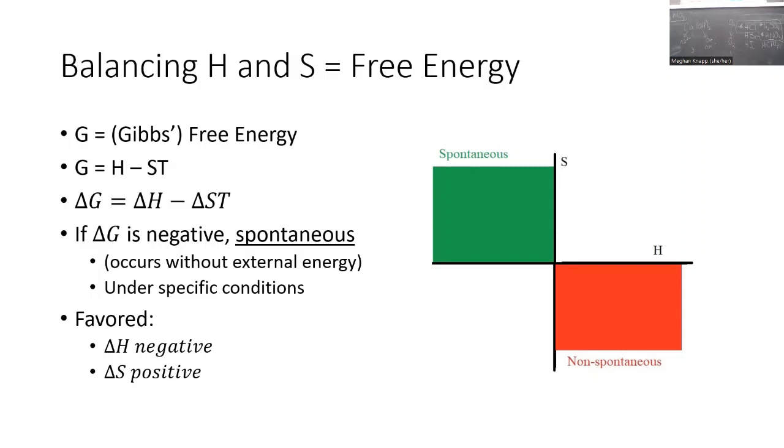Okay, so we have this graph over here, and I guess I should have deltas in front of those. The main thing is showing where things are negative and where things are positive. So we said if S is positive, if entropy is positive, it's favored, and if H is negative, so that's this side of the graph, it's favored. So if I have both of those going on, this whole thing is going to be negative. And so it's spontaneous. Doesn't matter what the temperature is. If I've got positive entropy and negative enthalpy, that's a spontaneous reaction.